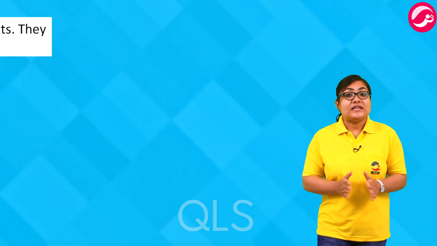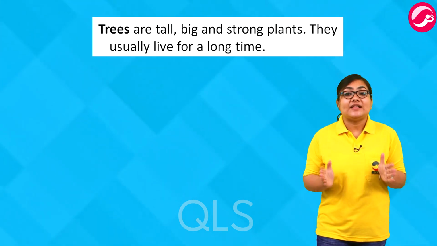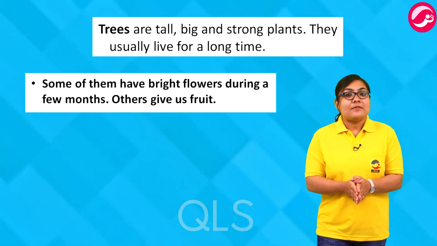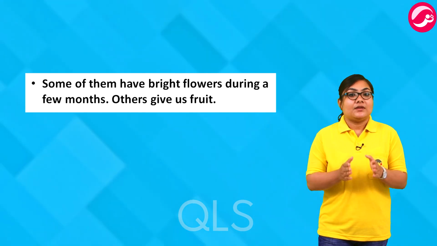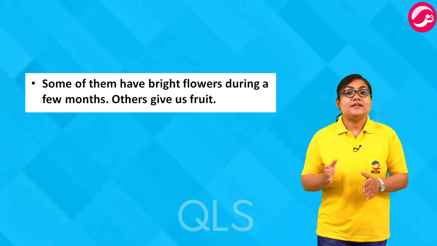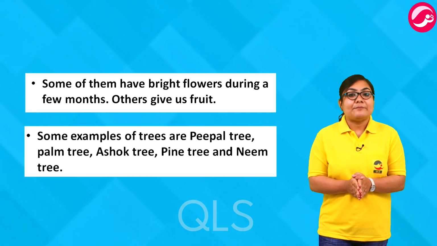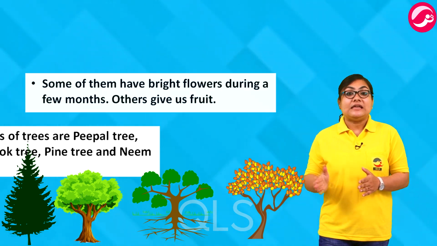Third type of category is the trees. Trees are tall, big, strong plants. They usually live for a very long time. Some of them have bright flowers during a few months, others give us fruit. Many trees have leaves all the year round, others shed their leaves in winter. Some examples of trees are peepal tree, palm tree, ashok tree, pine tree, neem tree.